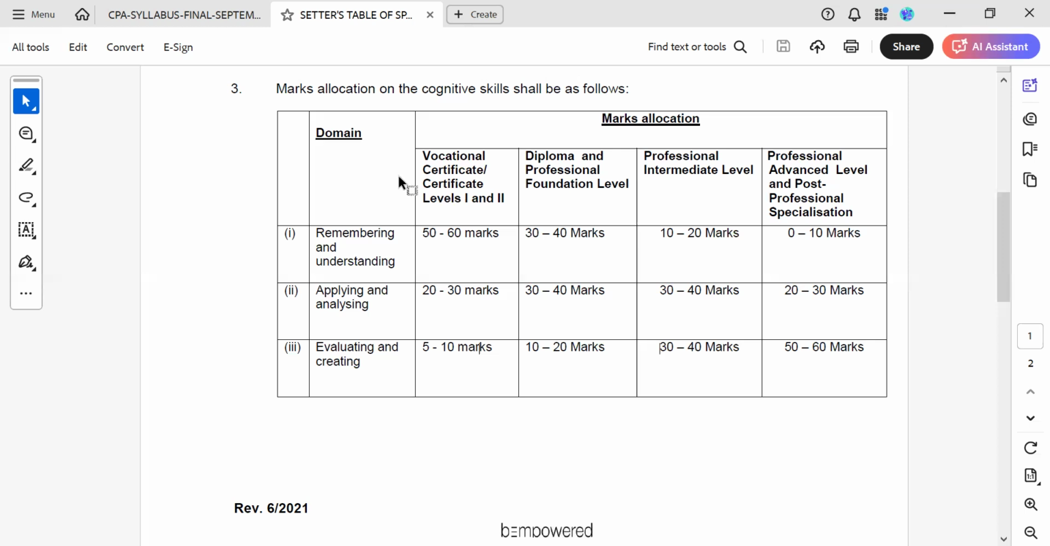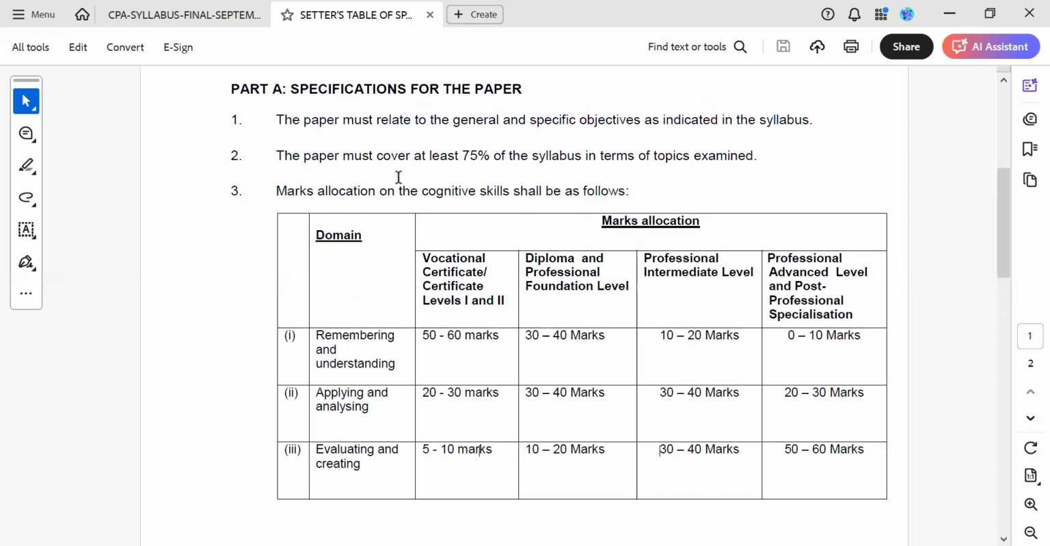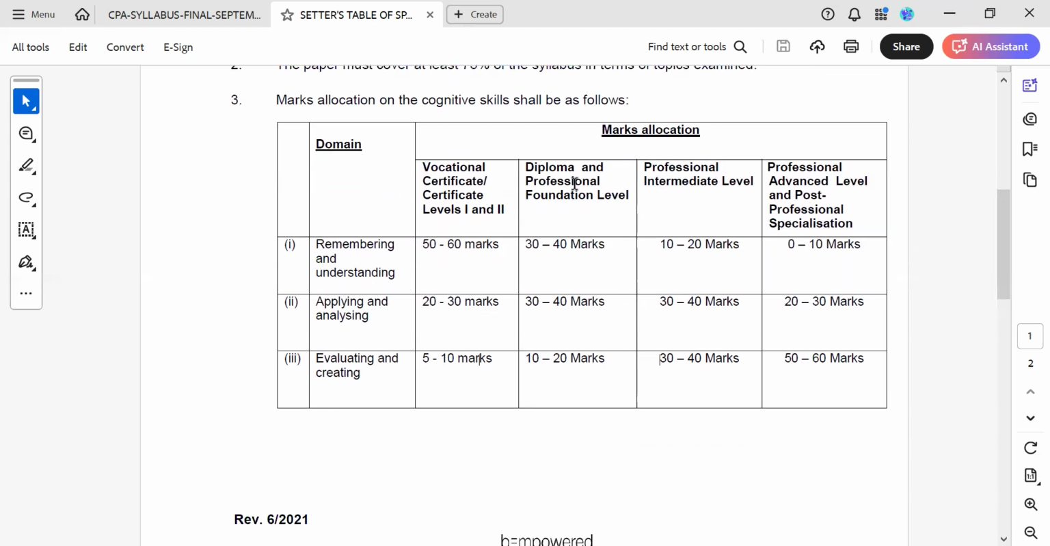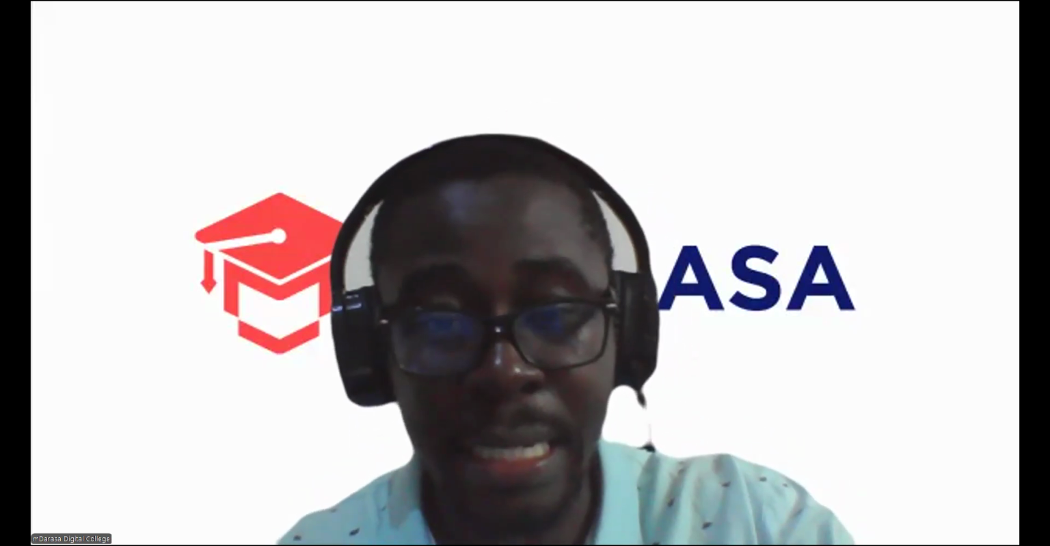And you'll see that at any given point, whenever a paper is being set, your paper will cover at least 75%. It's supposed to cover 75% of everything that is going to be examined. So this brings me to an important concept that Mwalimu wants to share with us here.